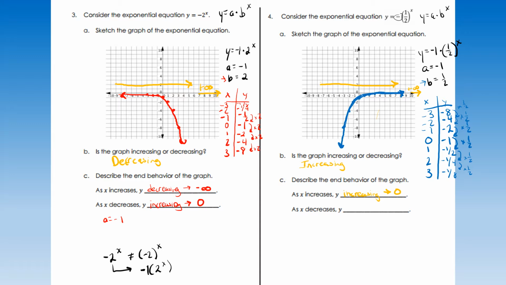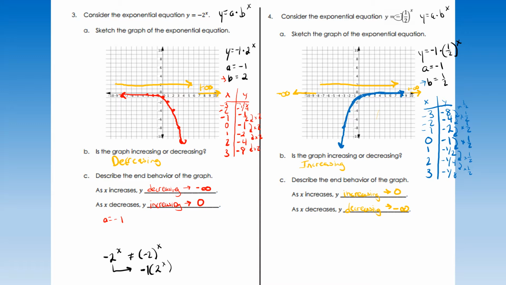As we head the other direction, towards -infinity for x, y is decreasing. It's getting more negative. So y is decreasing as it approaches -infinity.